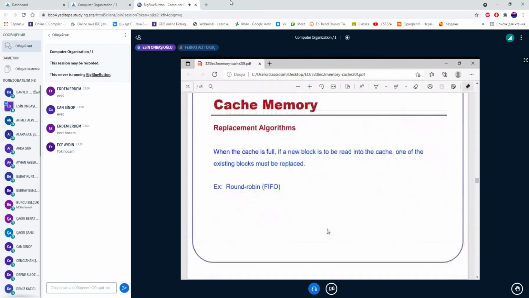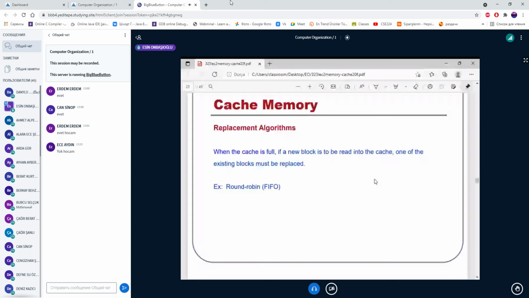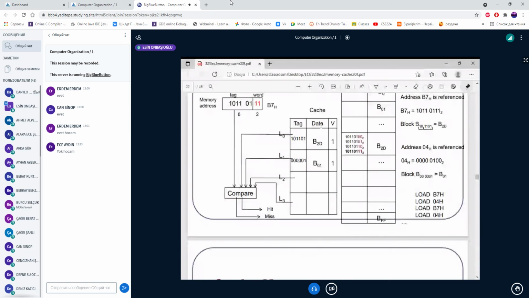Okay, so that is called replacement algorithms. When the cache is full, if a new block is to be read into the cache, one of the existing blocks must be replaced. We said that. And one of the methods is called round robin, or first in, first out. Here, the first one that is placed into the cache is the one to be replaced first. So let's see in our example, block 2D, and then accessing block 01, and then two more different blocks, and the one that has been brought into the cache first is block 2D, so that can be replaced.